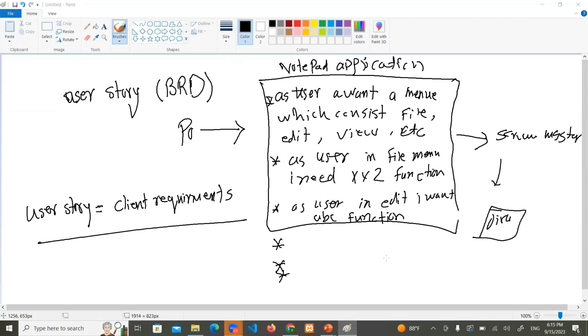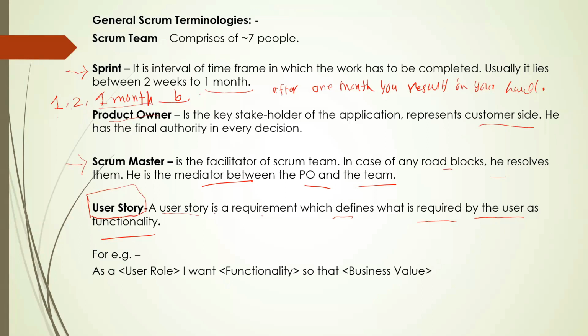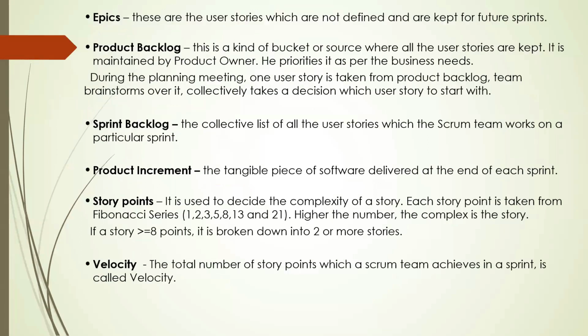Now, next, what do we have, guys? Let's jump back to the slide. Now we have epics, product backlogs, sprint backlogs, product increment, user story points, and velocity. These sorts of things we have inside our Scrum methodology. As I can see, there are 7 people present in the class, and these concepts are very important and very vital for you guys.